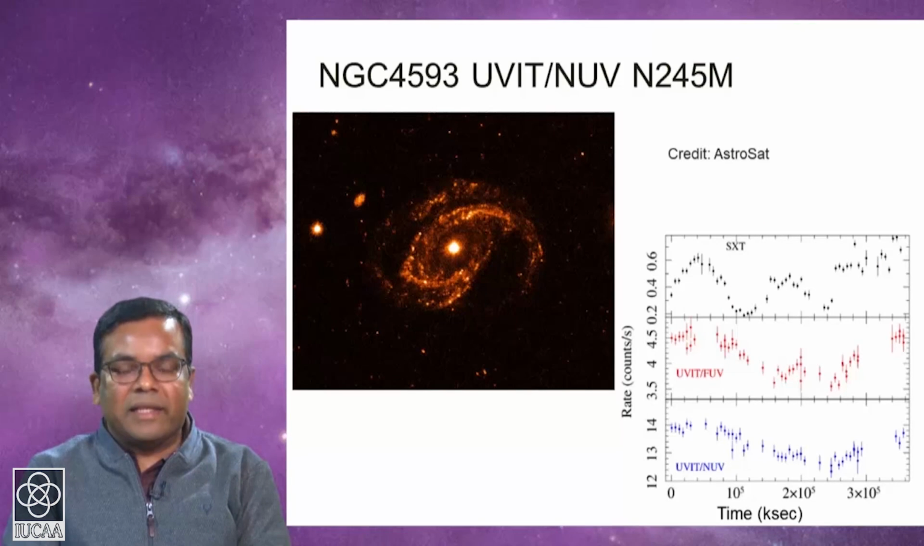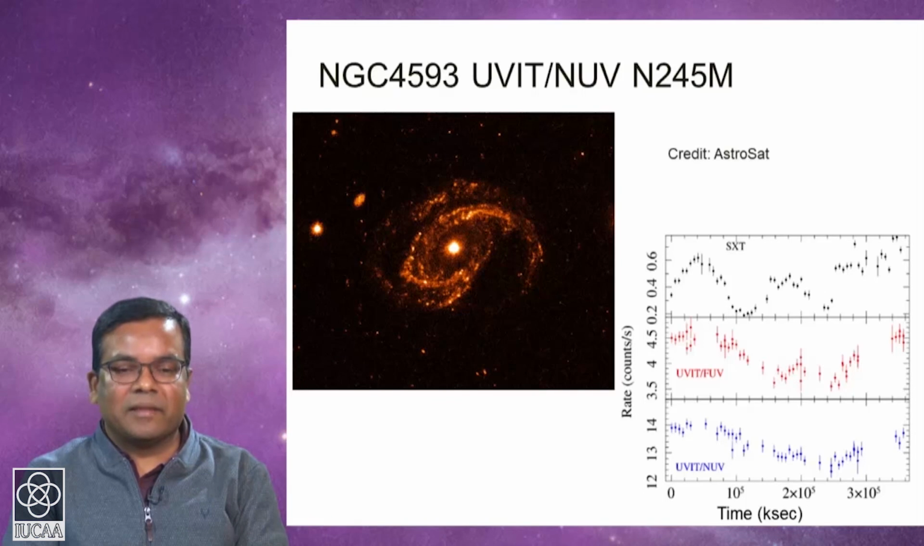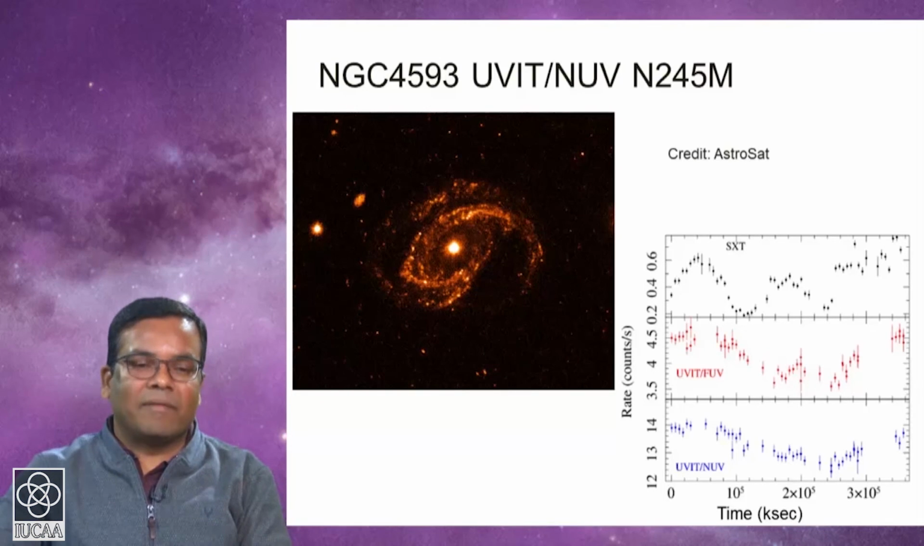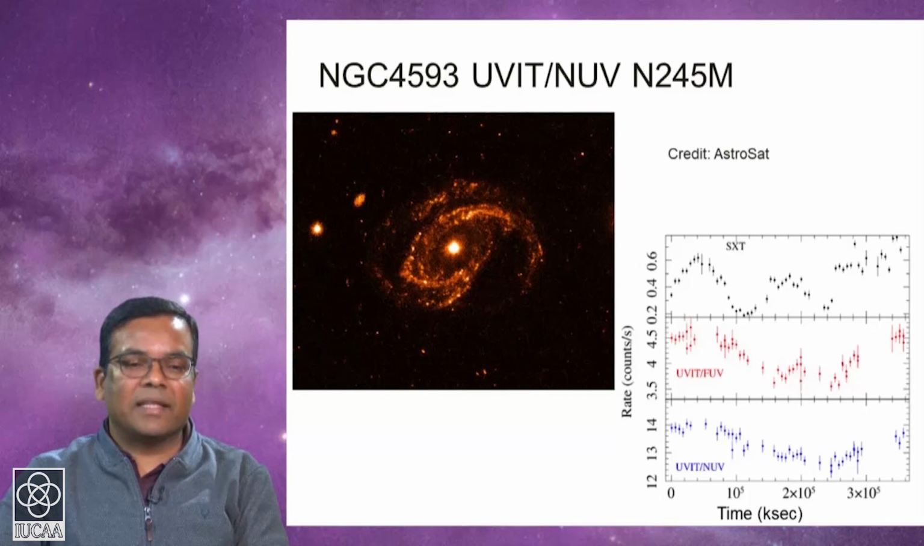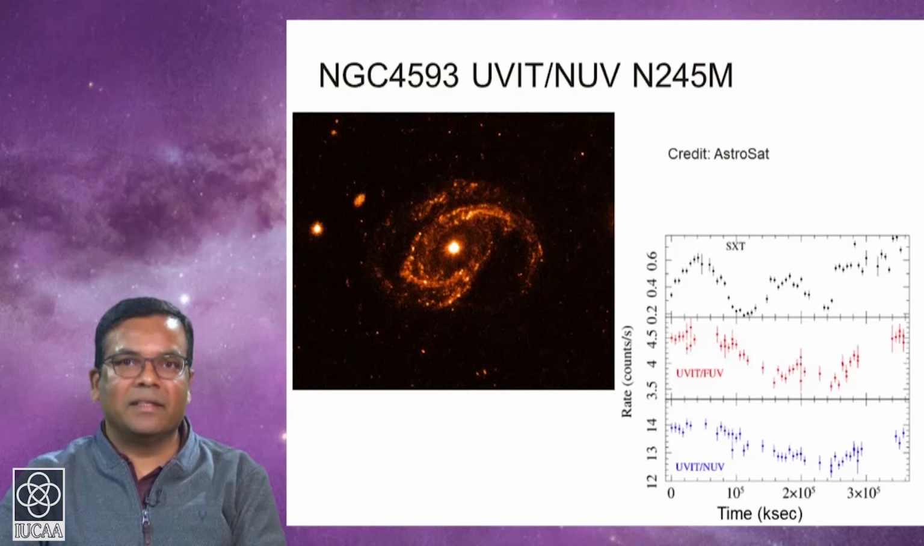I will tell you some of the results from this Indian mission AstroSat. This is the Ultraviolet Imaging Telescope image of the galaxy NGC 4593. This was taken with the UVIT NUV, near UV telescope, using one of the filters. This bright central region is essentially an active galaxy.